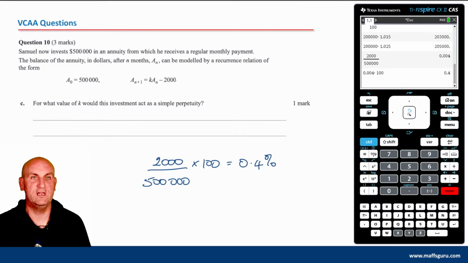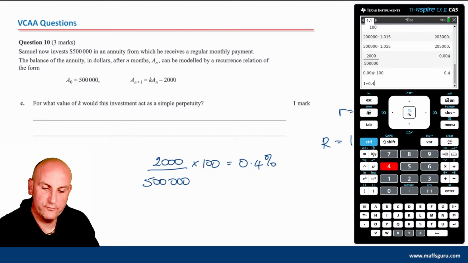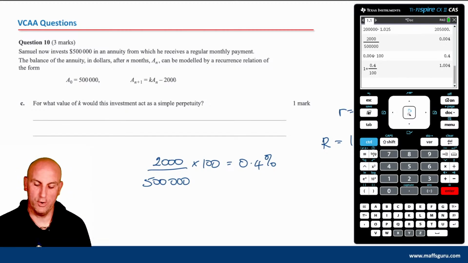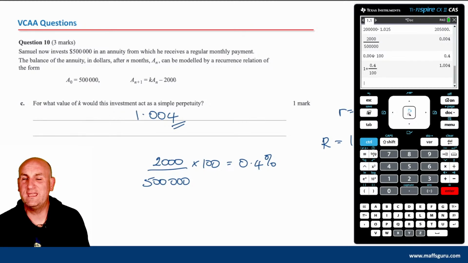Now, hold on a moment. It wants for what value of K would this act as a simple perpetuity? Okay then. Well, that's all right, because I've now got my little value of r as 0.4. I know my R is 1 plus little r on 100. So if I put that into my calculator, 1 plus 0.4 divided by 100 gives me 1.004. So there we go. They would be looking at that value to be 1.004.